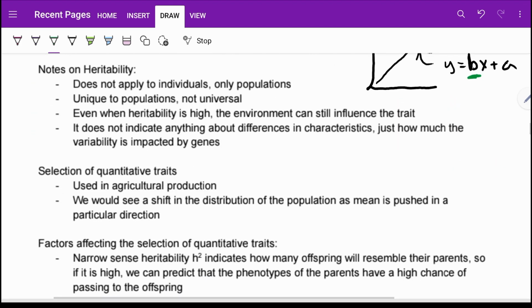Some notes on heritability: it does not apply to individuals, only populations. And while it does apply to populations, it is not universal. This is population dependent. Even if heritability is really high, that does not mean that the environment cannot influence the trait. The environment still can influence the trait. And it also does not indicate anything about, again, recessive or dominant phenotypes. It just indicates if that trait corresponds to a high genetic factor or environmental factor.